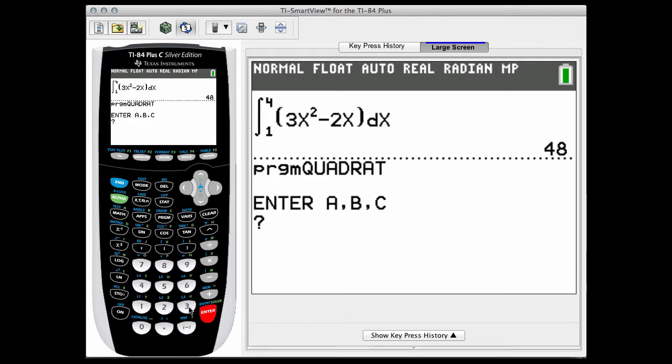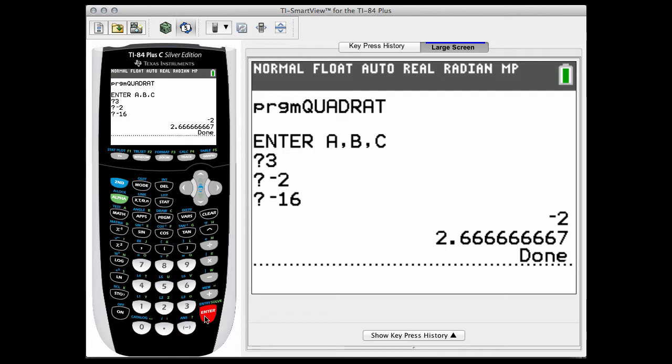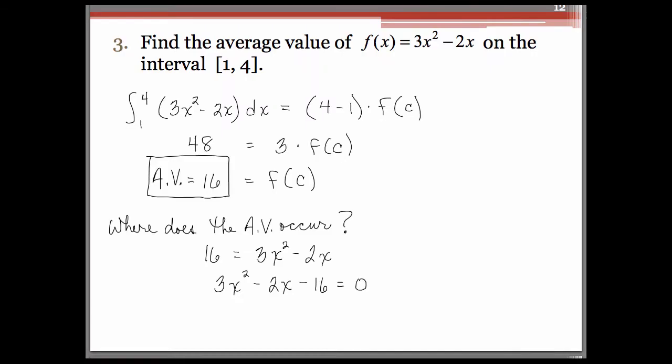So a would be 3, b would be negative 2, and c would be negative 16. So we get as our answers negative 2 and 2.6 repeating, which is 8/3. Now remember that these would be the two values that we get. All right, so we get the x values, and it's 8/3. That's the decimal we got. But remember, it has to be in the interval from 1 to 4. So really the only one where this particular average value occurs would be 8/3.